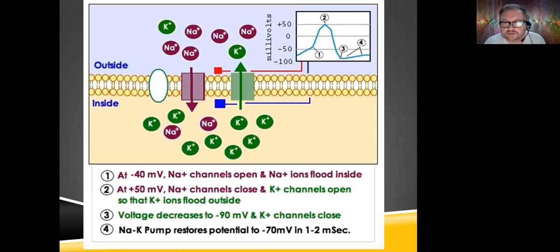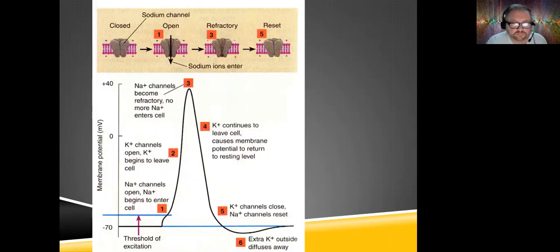And it takes a little bit of time for that to happen. This is called the refractory period, where it takes a little bit of time for the neuron to move from this -90 millivolts back to its resting state of -70. There is another picture here that illustrates the same principle, that shows that we're at -70 at rest.